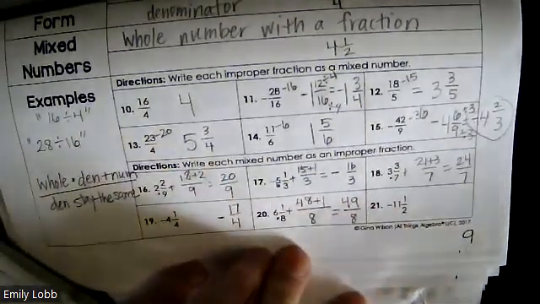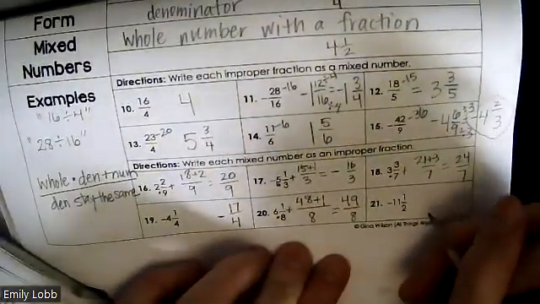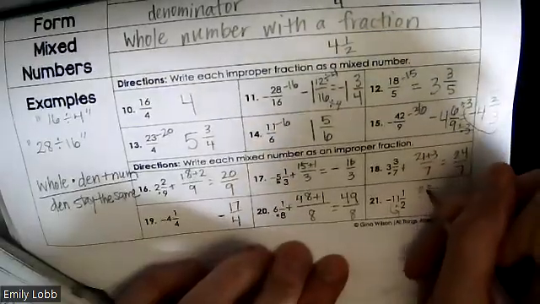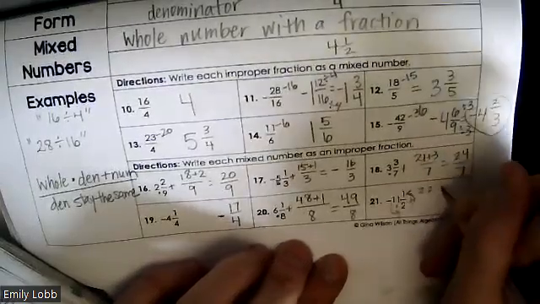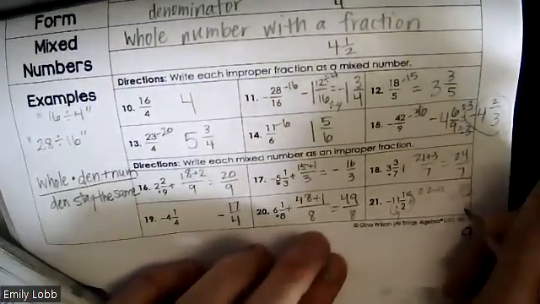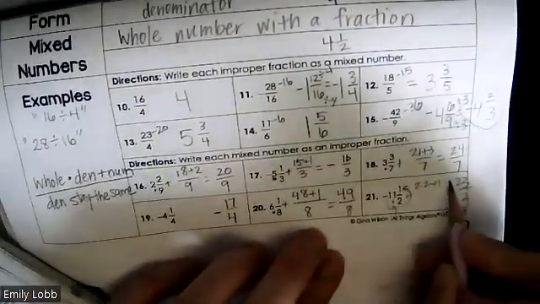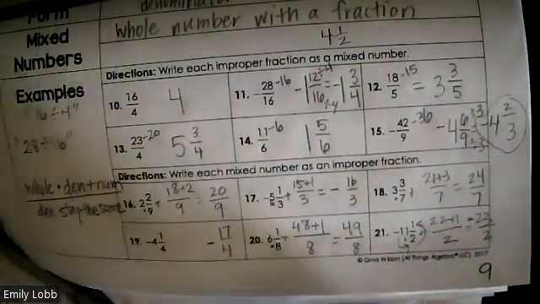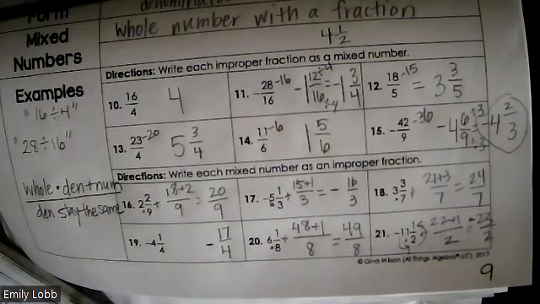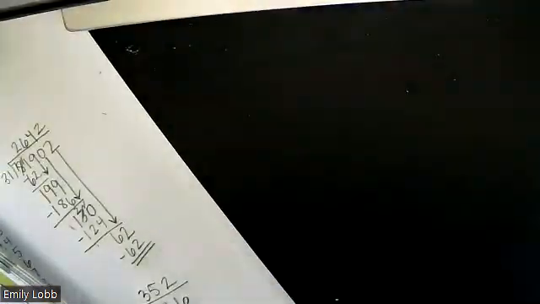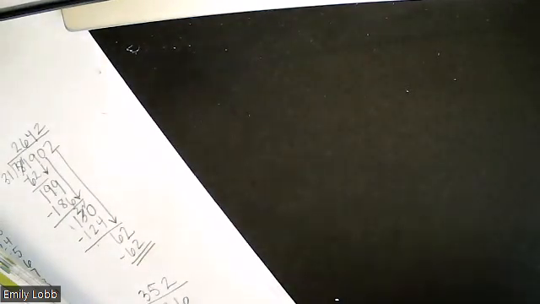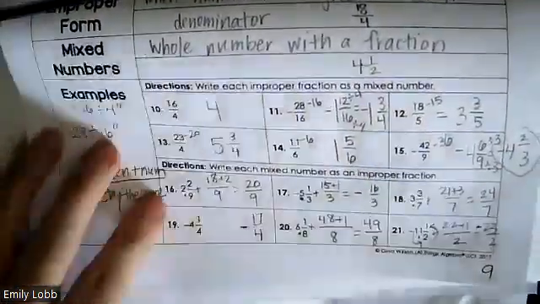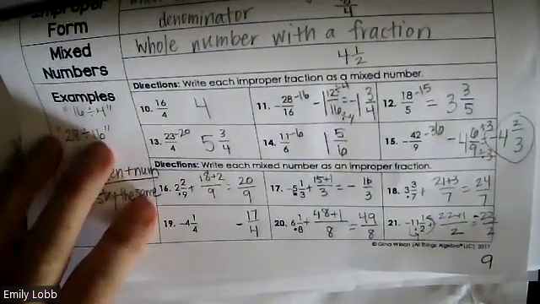What's 11 times 2? 22. Plus 1 is 23. My denominator stays the same and it is negative. All right, now it is your turn. Your turn. And notice we have negative 23 halves is that last one.